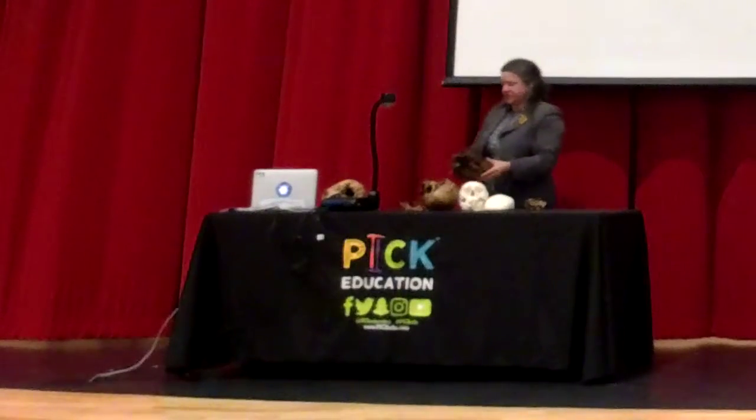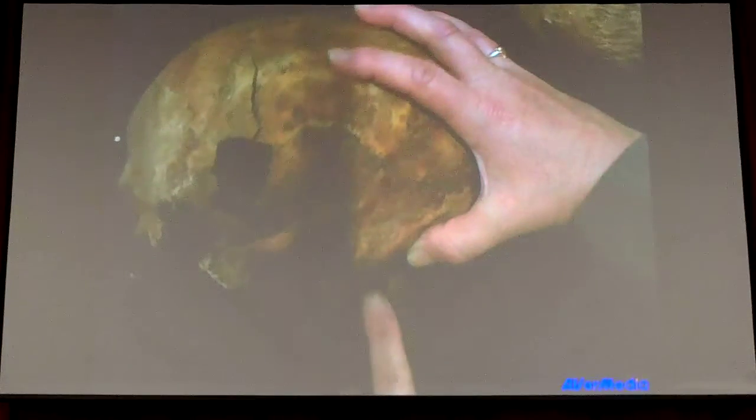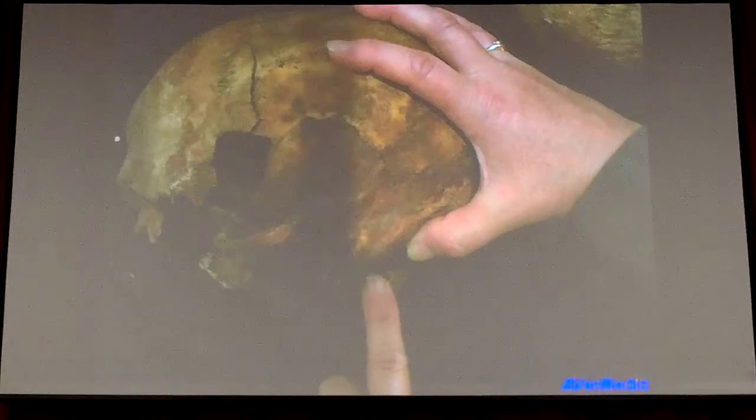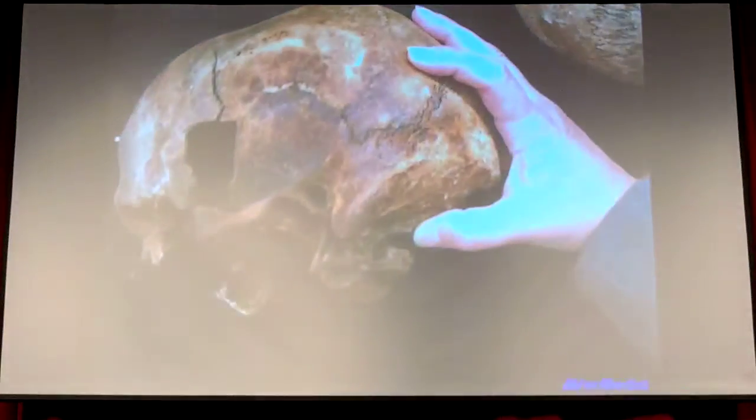Let's take a look at this skull. This is a really interesting skull. We might need a little bit more light so we can see this. Can we turn on the overhead lights here? What I'm trying to show you, let's see if that will adjust. I hope it will.